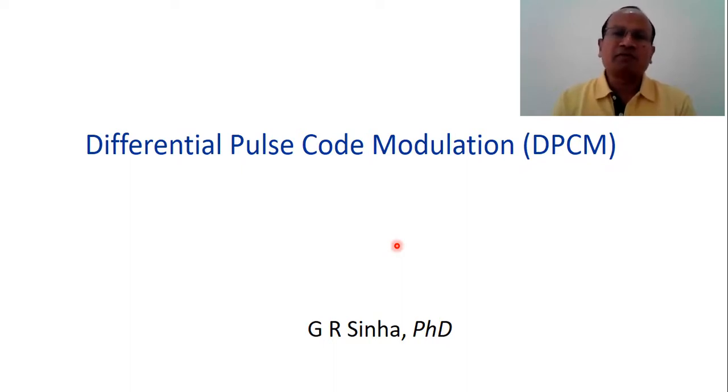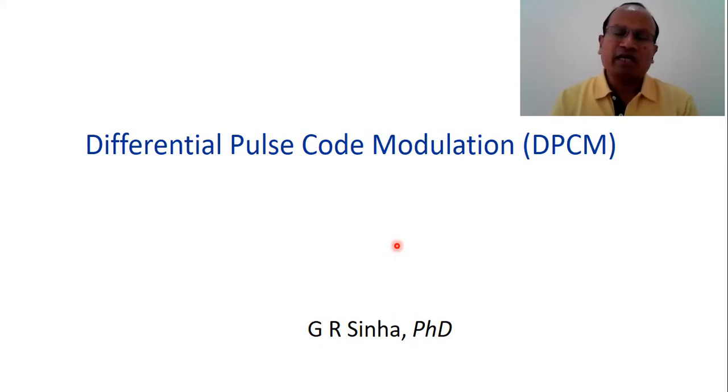PCM involves three major stages: sampling, quantization, and encoding. After applying encoding, finally, the message signal, which is an analog or continuous signal, is converted into a stream of bits, which we call a digital signal.